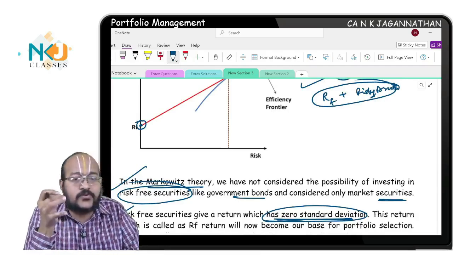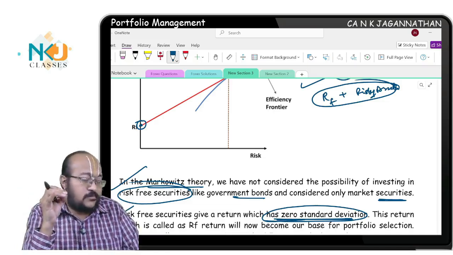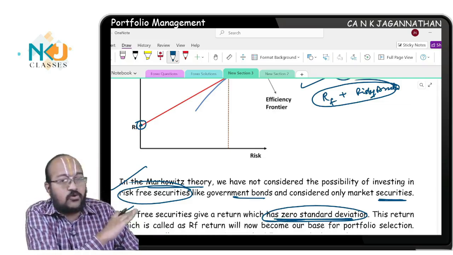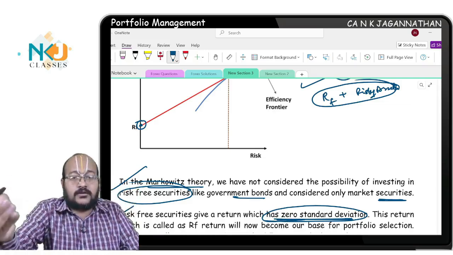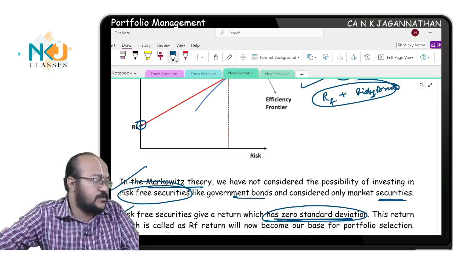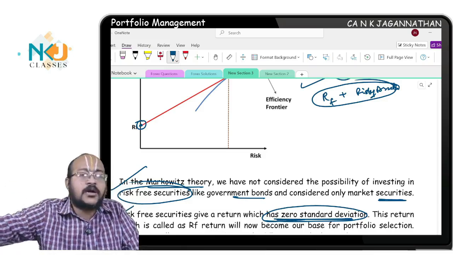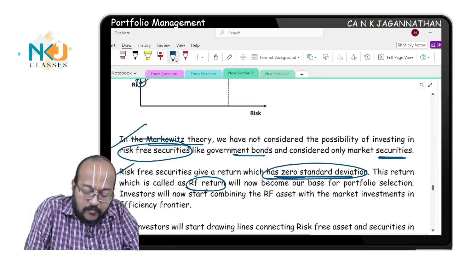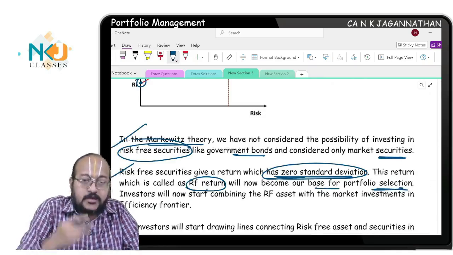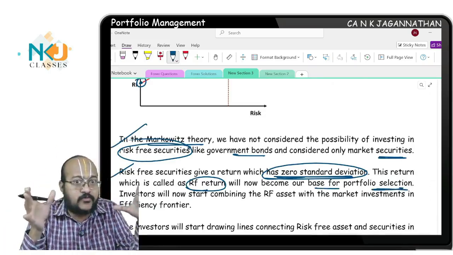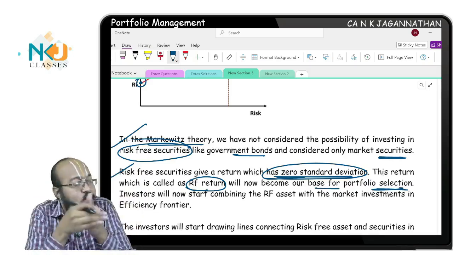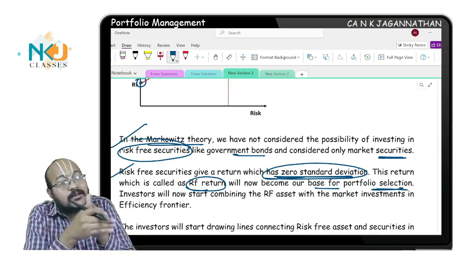The risk-free rate of return means the rate of return which you earn by investing in risk-free security. Risk is zero, but the return will be some return, risk-free return, 7%, 5%, 6%. On an average, long-term Government of India bonds will give you this return. This return, which is called the RF return, will now become our new base for portfolio selection. Earlier, we used to select two risky assets. Now we are combining risky asset with risk-free security.